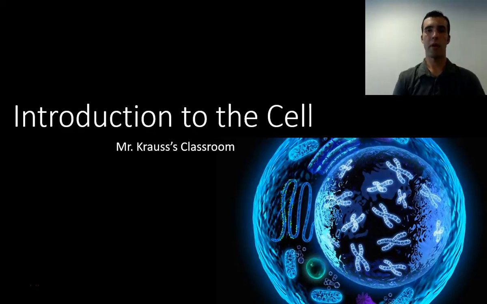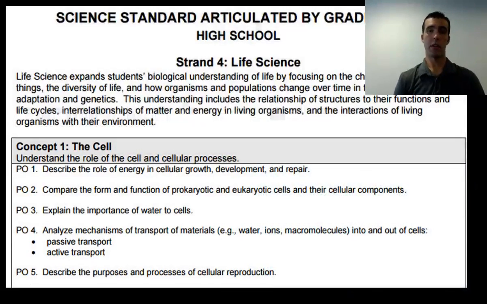Hi class, today we are going to discuss cells and different organelles and different types of cells within cells. For those of you who do not know, cells are defined as the smallest structural and functional unit of an organism. They are found in all living organisms and are needed in order to create life. This falls under strand 4 of life science at the secondary level and concept number 1.